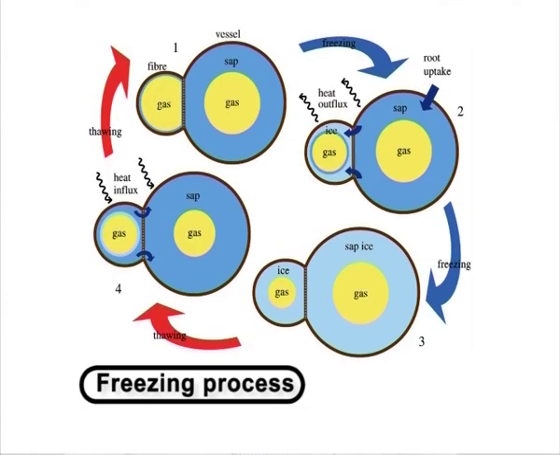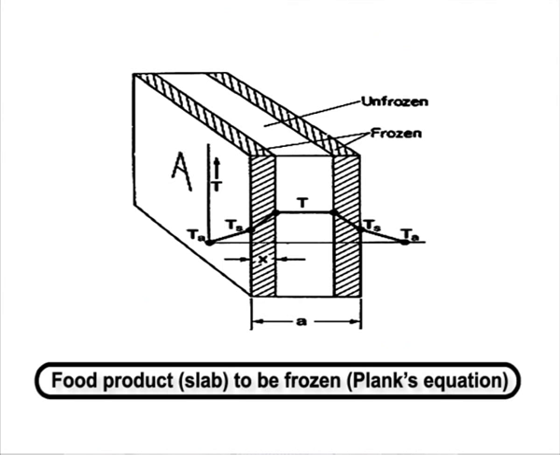Planck's equation considers only the phase change period during the freezing process. However, Planck's approximate solution is sufficient for many practical purposes. This method, when applied to calculate the time taken to freeze to the center of a slab, as shown in figure 5, whose length and breadth are large compared with the thickness, results in the following equation.